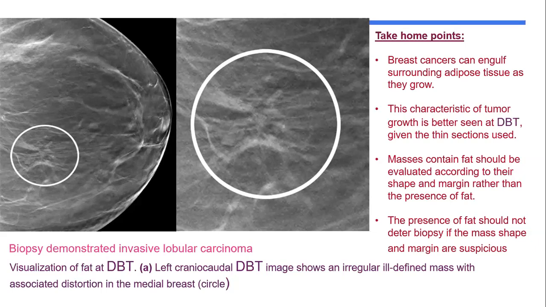the cancer can entrap nearby fat, and the presence of fat in lesions having a suspicious morphology should not defer the biopsy. We have to go for biopsy. We have to biopsy those types of lesions. So the presence of fat should not deter the biopsy. If the lesion is suspicious, in spite of the presence of fat, we should not rush to just report it as BI-RADS 2 as before.